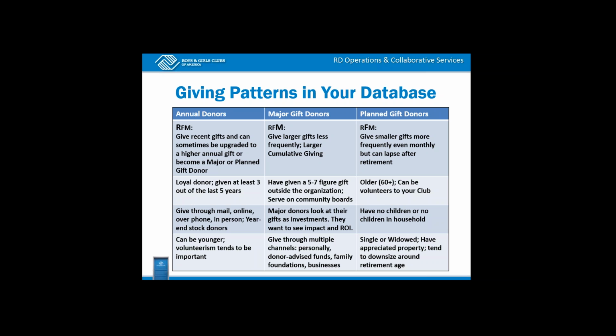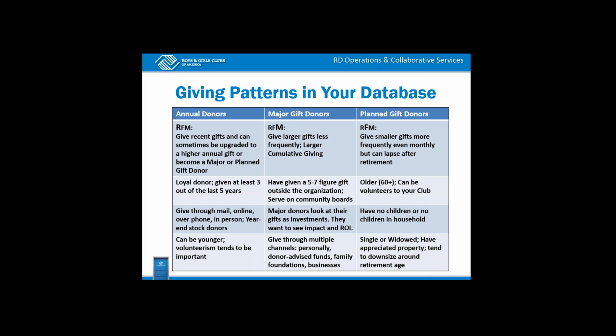They tend to give through different channels. They give through mail, online, over the phone, in person. They tend to be your year-end stock donors. They can be younger, and volunteerism is really important to the younger generation, getting involved and seeing what the organization is doing. For major gift donors, they give larger gifts less frequently. They have larger cumulative giving, and they may have already given a 5 to 7 figure gift outside your organization, and they serve on your community boards.